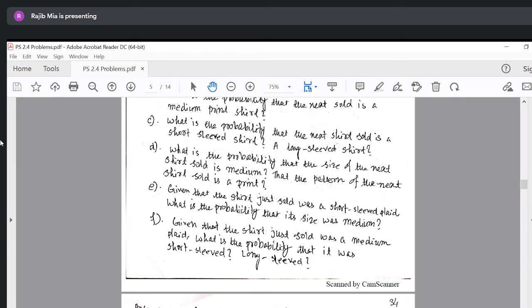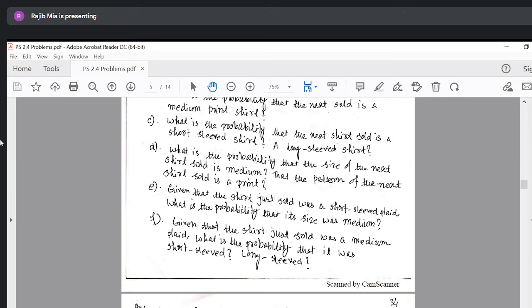Sir, for probability of A given B, does it mean A has already happened or B has already happened? B has already happened. Okay. So we have to take B, the sold short sleeve plaid shirt. Yes, sir. Yes, it is given. Short sleeve plaid, it is given. Then you have to find that its size is medium. Medium means M. So probability of M given short sleeve plaid shirt.